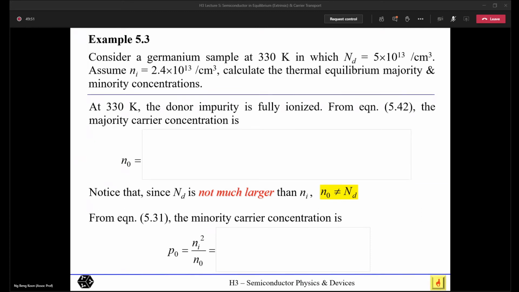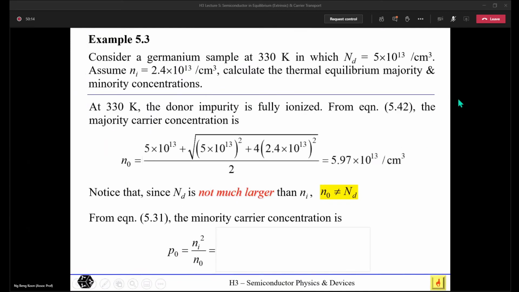So in this case, if you compare ND with NI, the difference is only about 2 times. ND is only about twice that of NI. So this is not considered sufficiently large. And if that's the case, you cannot just write N naught equals ND. In this case, we have to apply the quadratic expression to find out the value of N naught.